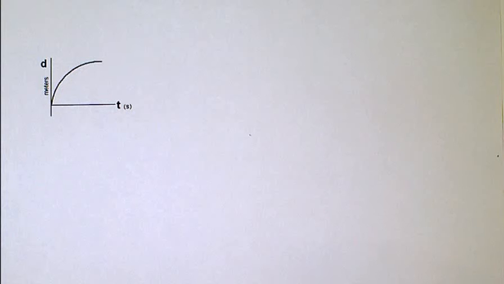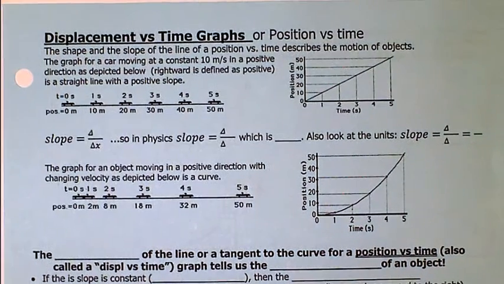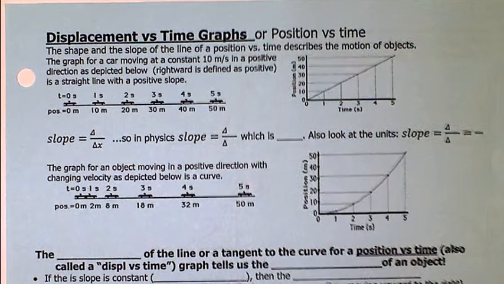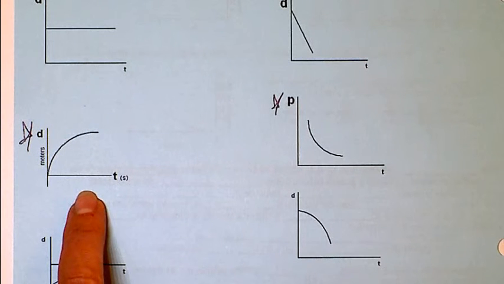Okay, I'm going to do an example of a displacement versus time graph analyzing the motion. I'm looking at the blue note sheet that we had today with the displacement versus time graph, which is the same as the position versus time graph. And I'm on the back. I'm going to do this example right here, second down in the first column.